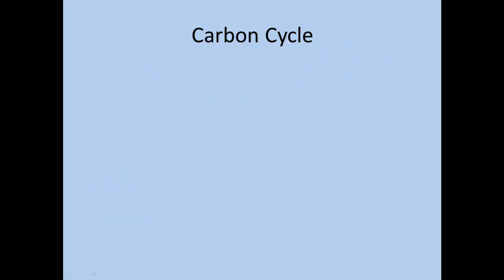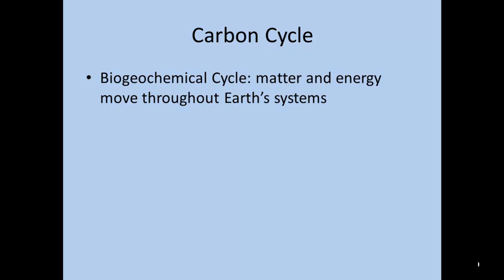Before we begin our tour on the carbon cycle, I'd like to remind you that a biogeochemical cycle is where we look at how carbon step by step goes through the different parts of the Earth's systems. Now remember that a biogeochemical cycle does not just pertain to carbon. We've also got a couple other biogeochemical cycles that we'll look at. We'll look at oxygen, nitrogen, and phosphorus as well.